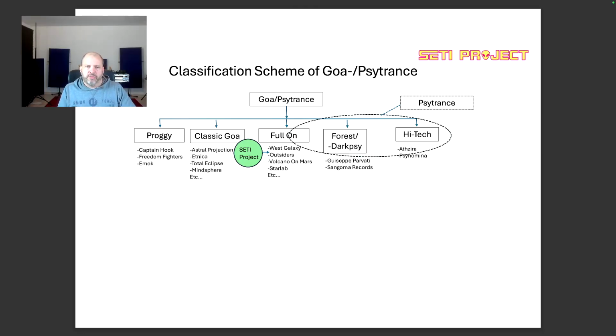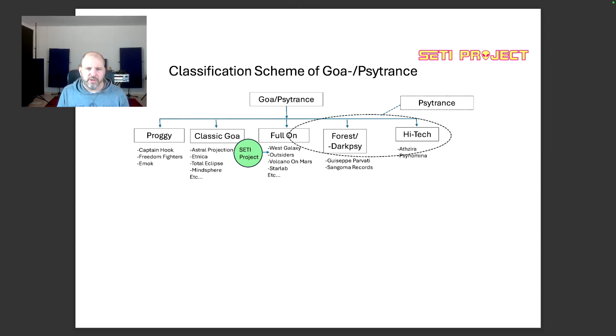You have a root style that's called Goa or Psytrance, however you want to call it, and this branches into proggy, classic Goa, full on, dark forest and dark Psy, and high tech. When you see the green dot, this is where I perceive myself on the way from classic Goa to full on.